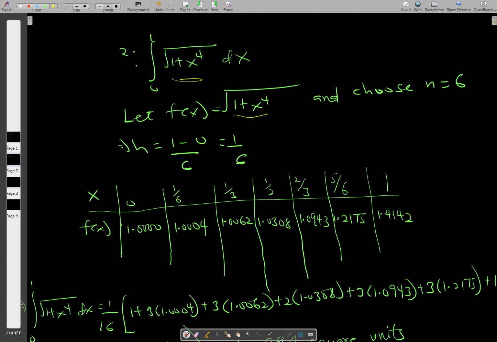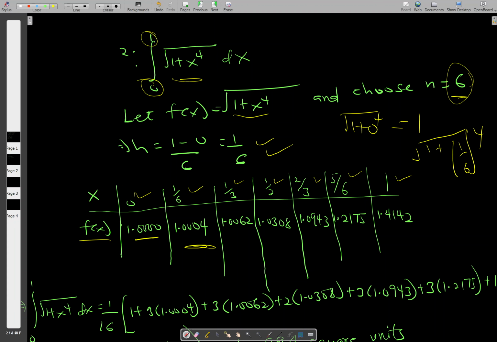When x is equal to 0, we get the square root of 1 plus 0 to the power 4, and this gives us 1. That's what we have here. When x is equal to 1 over 6, that's the square root of 1 plus 1 over 6 all to the power 4, and you get 1.0004. So you substitute each of the values of x into the function f of x to obtain the corresponding values of f of x. When we pick one third, the corresponding value is 1.0062. Half provides 1.0308. Two thirds gives you 1.0943. 5 over 6 gives you 1.2175. Then 1 gives you 1.4142, that's the square root of 2, because that will be 1 plus 1 to the power 4, that is 1 to the power 4 is still 1, and you get the square root of 2.